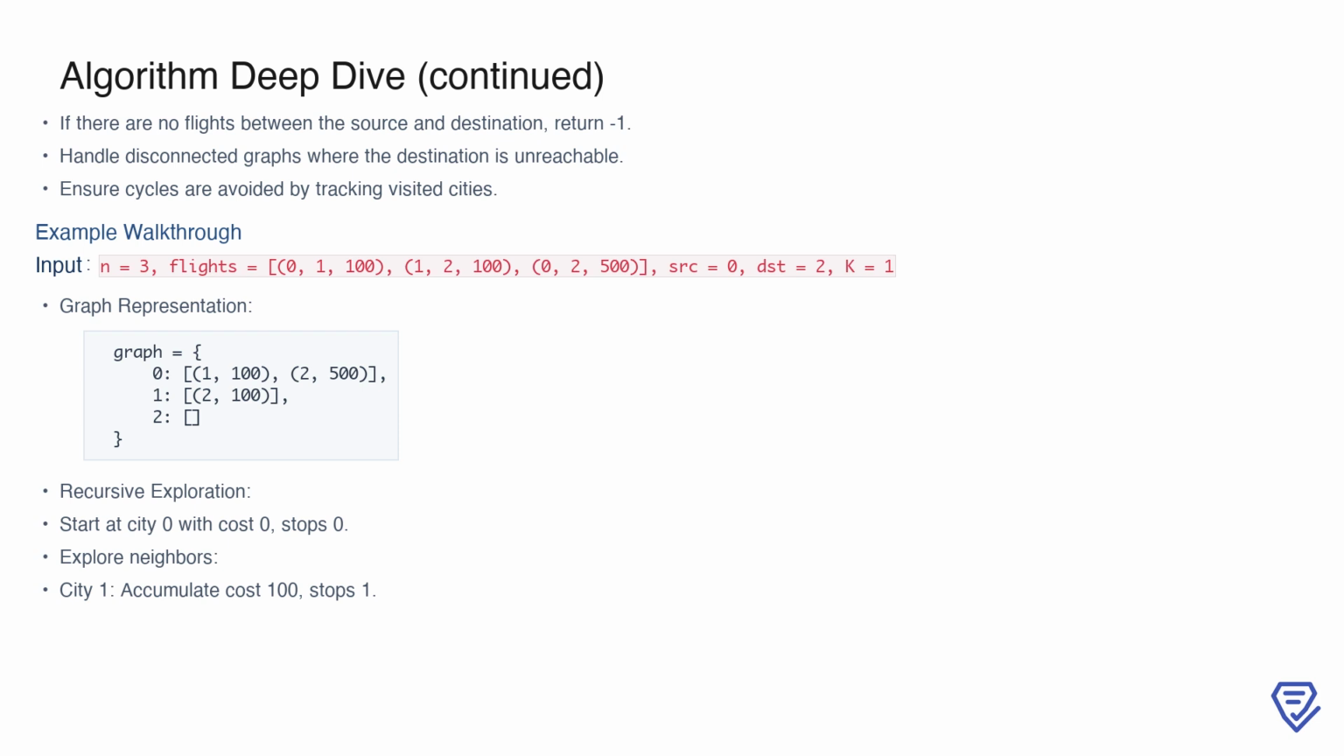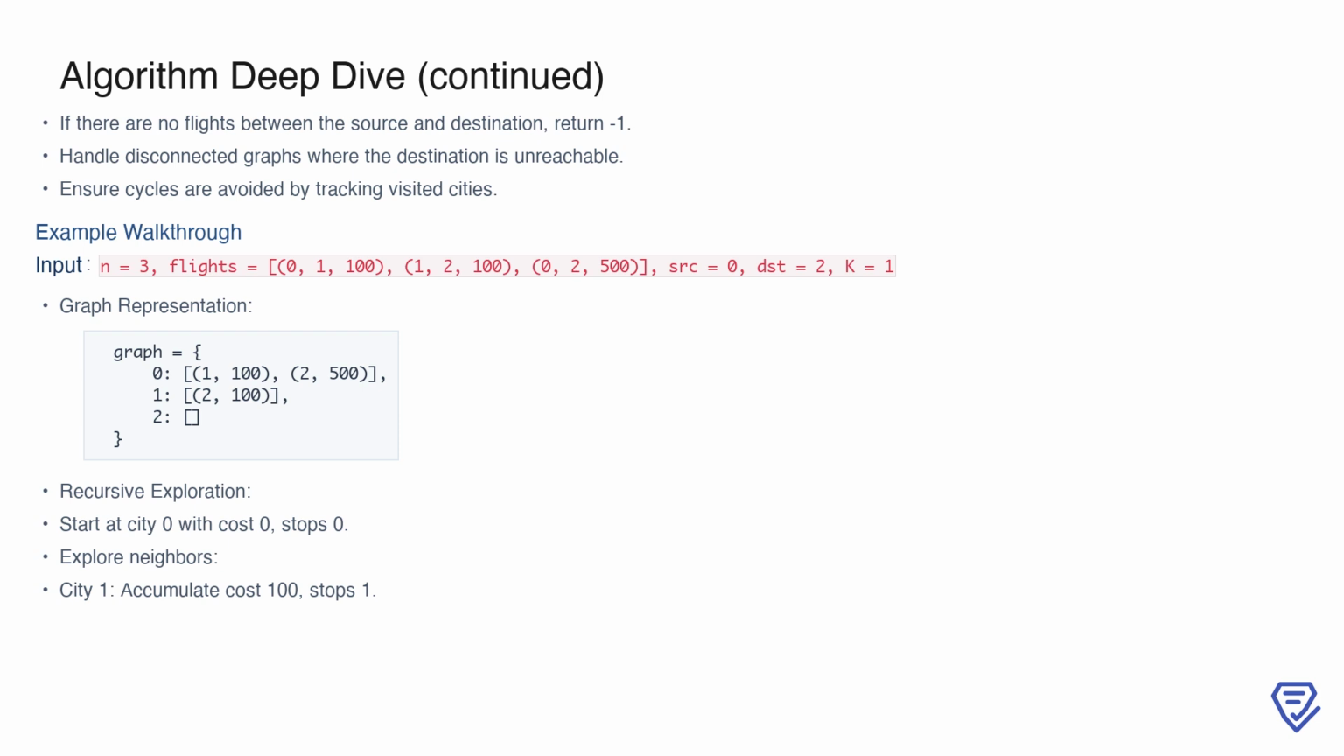Let's walk through an example. Given 3 cities and the flights [0, 1, 100], [1, 2, 100], [0, 2, 500], we start at City 0 with an initial cost of 0 and 0 stops. The graph is represented as an adjacency list, where City 0 connects to Cities 1 and 2, and City 1 connects to City 2. From City 0, we explore its neighbors.